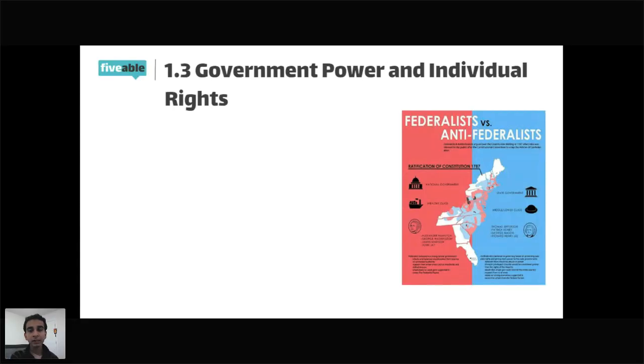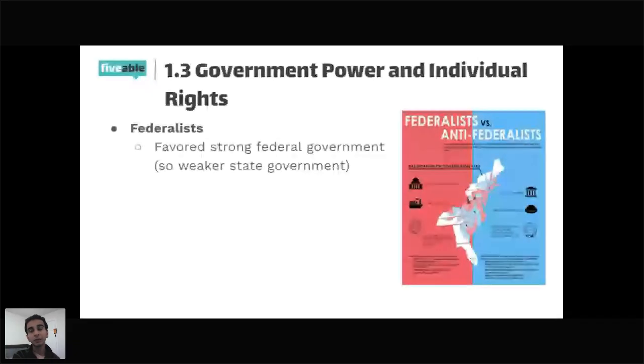All right, so let's go ahead and move into 1.3, which is government power and individual rights. So again, this topic is going to focus a lot on federalists and anti-federalists, and then we're also going to start talking about the foundational documents.